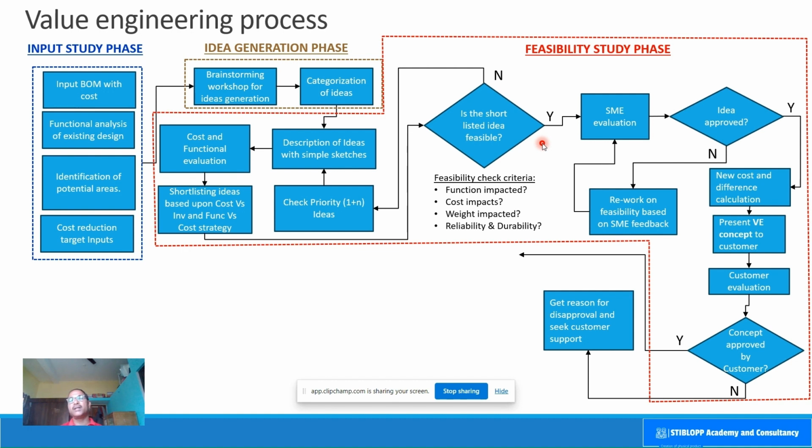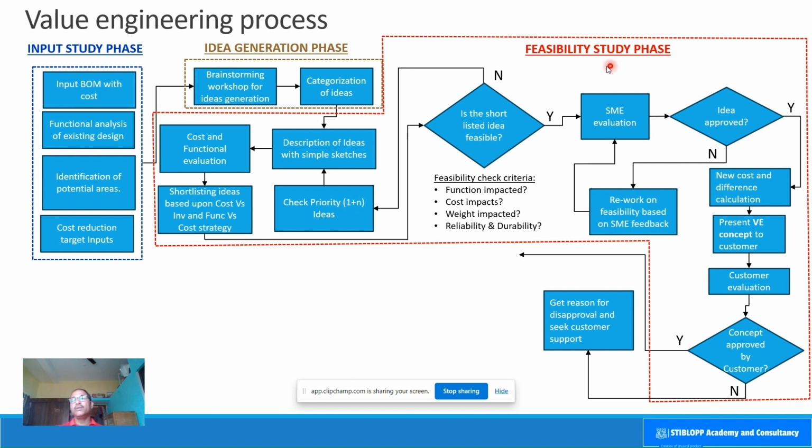SME is nothing but the subject matter expert team, which evaluates our ideas based upon the feasibility check we have done. Okay, just before the SME evaluation, if we ourselves get to know from the result that our ideas are not feasible, then we completely drop all those ideas and check the next priority ideas or the next preferred ideas.